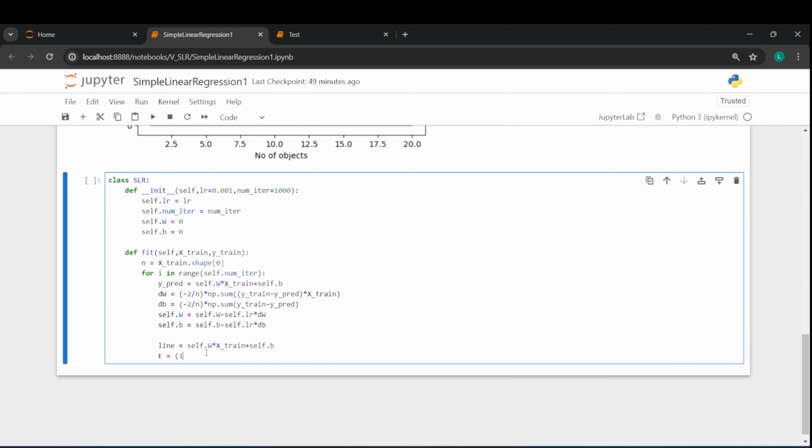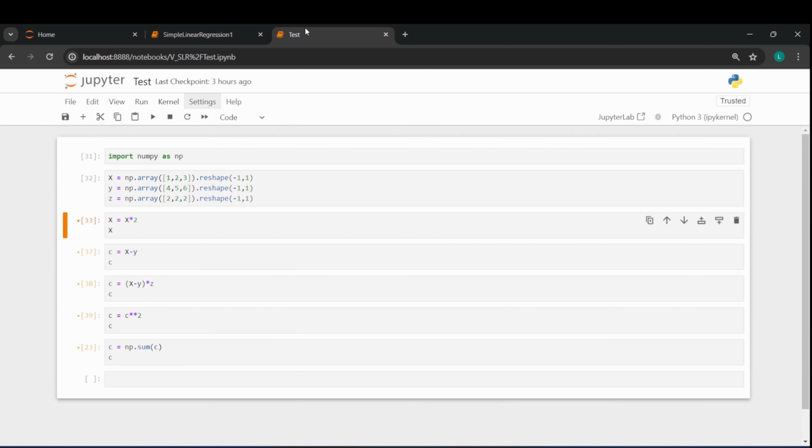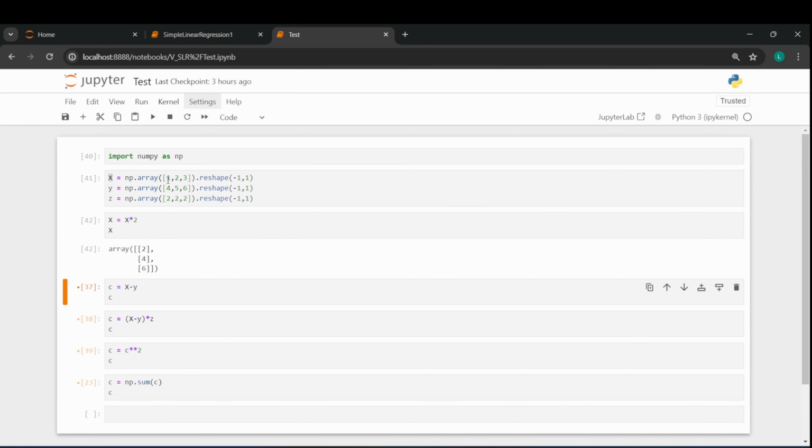So it is going to be 1 divided by n into np dot sum of (y_train minus line) whole square. Now for those of you who don't know these numpy operations, I have created some small examples here. So I have created 3 numpy arrays with x having elements 1 to 3, y having 4, 5, 6, and z having 2, 2, 2. So if we multiply a scalar value of, let's say, 2 with this numpy array x, this 2 will be multiplied to each and every element of this array, which is called broadcasting in Python. So 1 into 2 is 2, 2 into 2 is 4, and 3 into 2 is 6, and we will get 2, 4, 6.